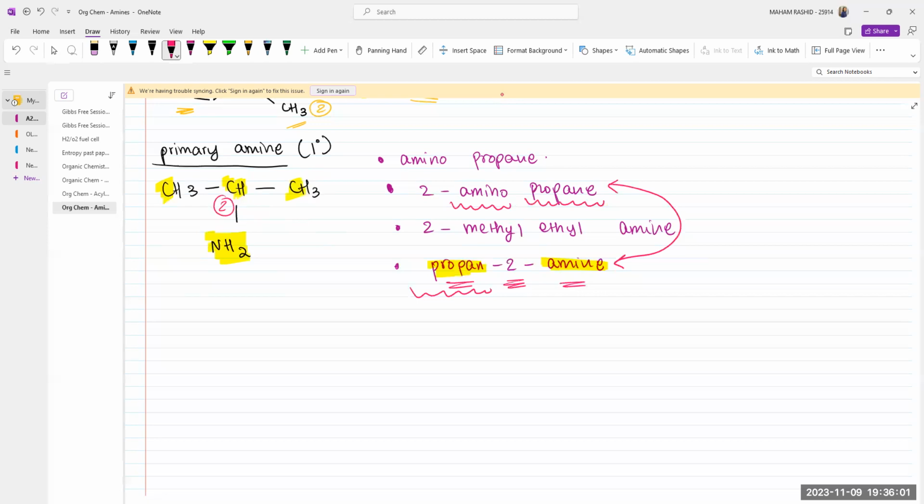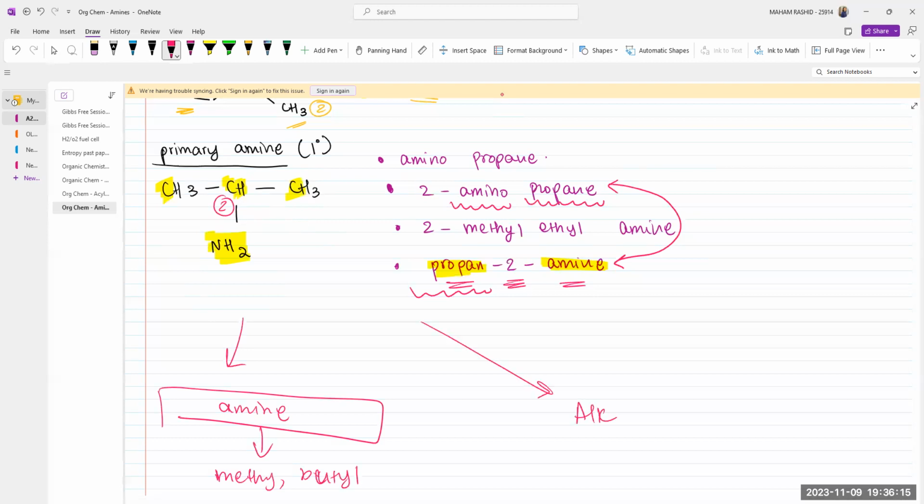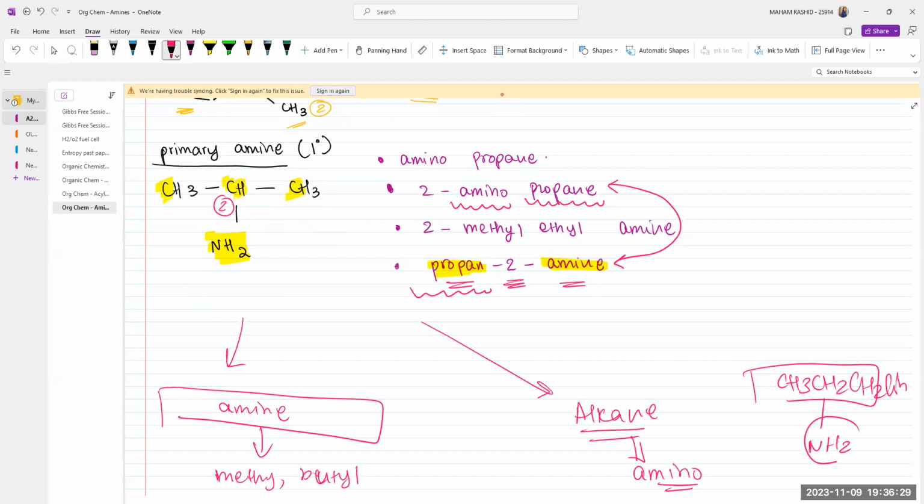This is what I meant by saying that either you take the whole compound as an amine, so you're going to add methyl, butyl, etc. And if you take the whole of it as an alkane, you will have to add amino, because in your whole alkane, for example CH3, CH2 and so on, there is an amino group attached. This is your attachment, right? And in this case, you will have an amine on which your methyl or ethyl is attached.